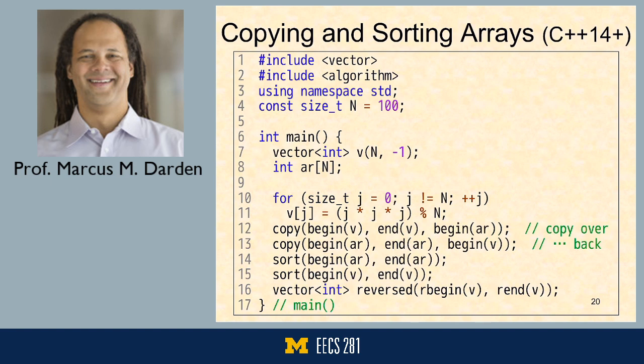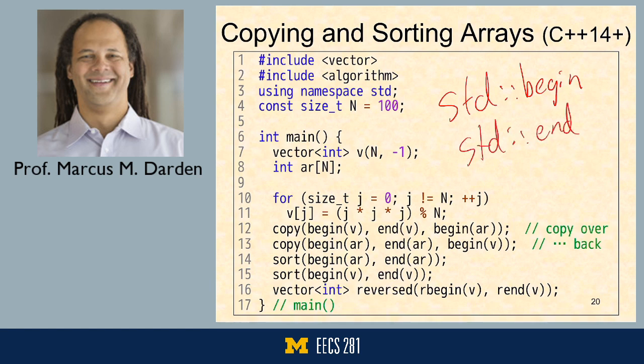This next slide is almost identical to the previous slide. The small difference here is that since C++14, we've got these new function adapters, std::begin and std::end. What they do is, if I use std::begin on a container, for instance on a vector like in line 12, begin of v, this is just going to pass that through to call v.begin. So there's no real difference in this one.